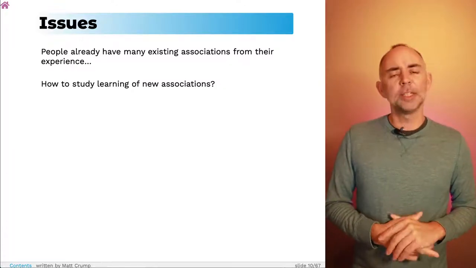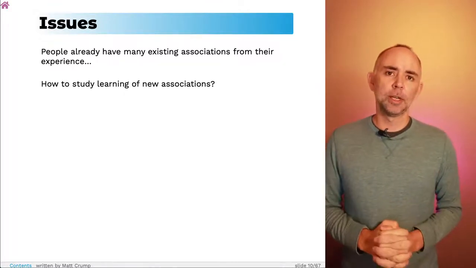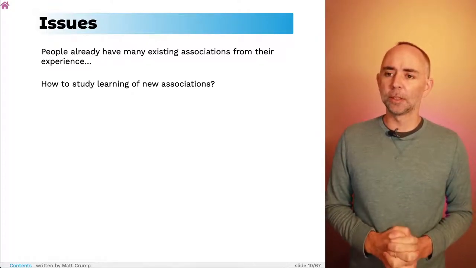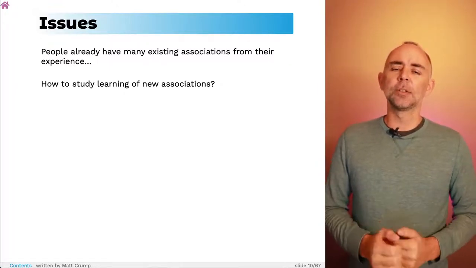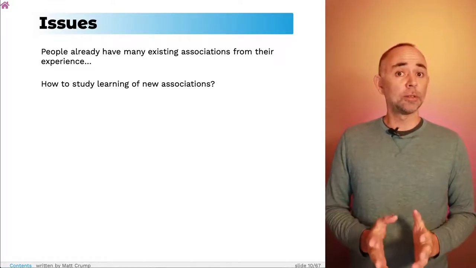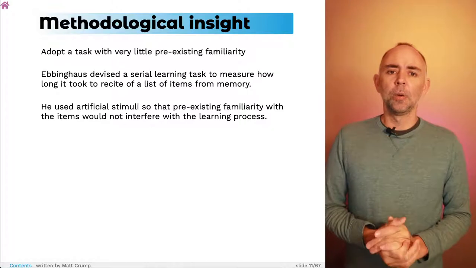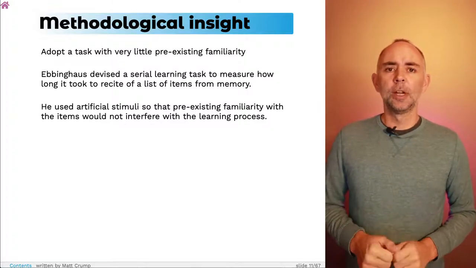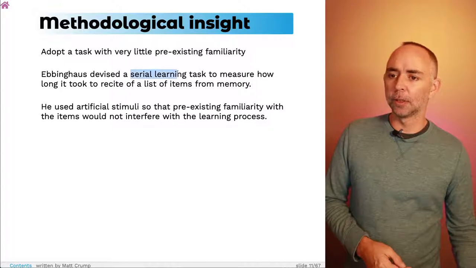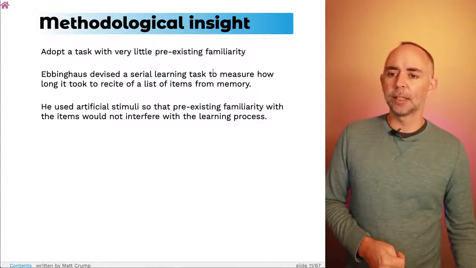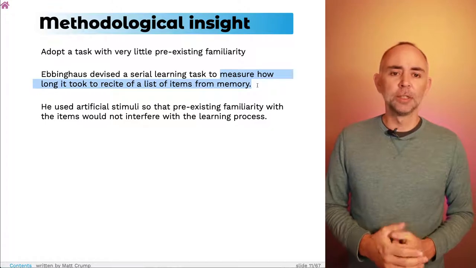When he set about to study how he learns new associations, he noted some issues with his potential experiments. He noted that people already have existing associations from their experience. He was interested in the study of learning new associations. So he had a methodological insight, and his idea was to adopt a task with very little pre-existing familiarity. He devised this serial learning task that we're going to take a look at in a moment. His task was measuring how long it took people, or himself, because he was the only person in the experiment, to recite a list of items from memory.